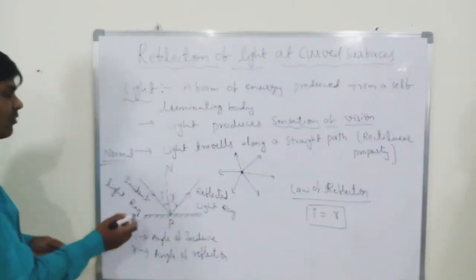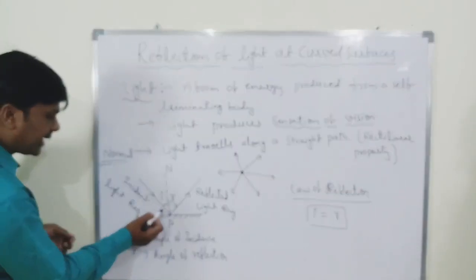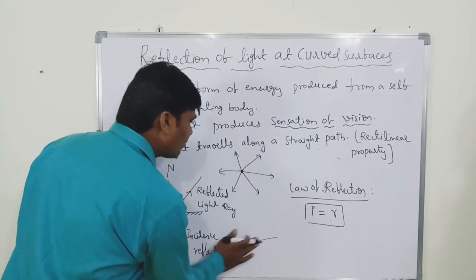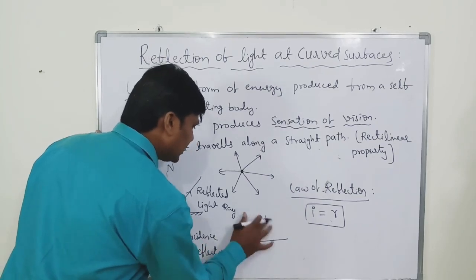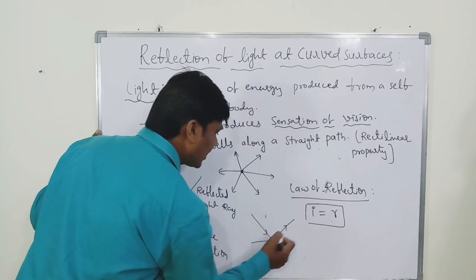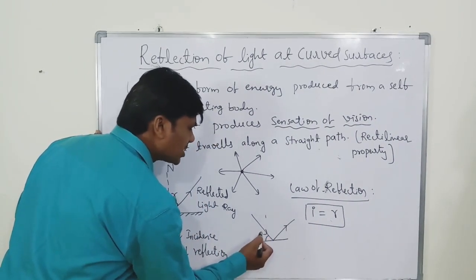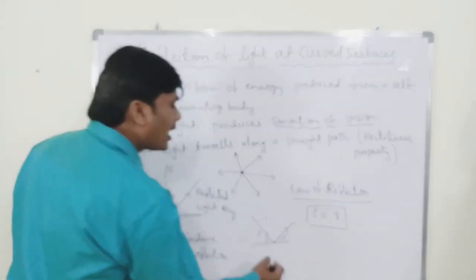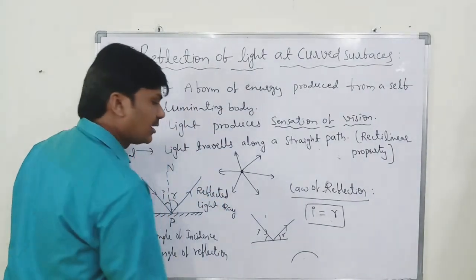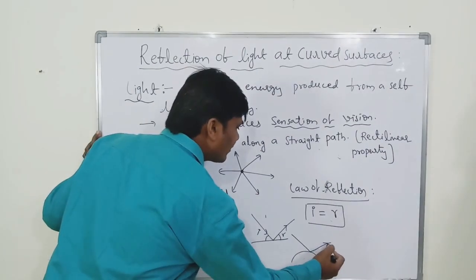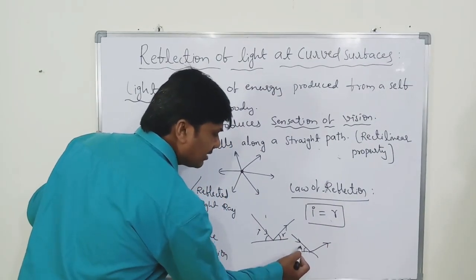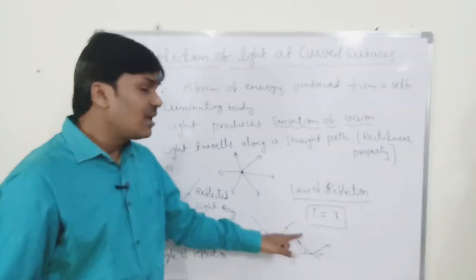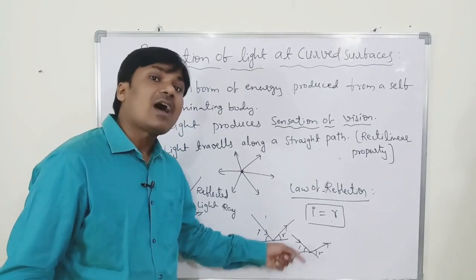Now I will tell you why we should take this normal. Why can't we directly measure this angle? For example, if you take a plane surface, with an incident light ray and a reflected light ray, for plane surfaces you can easily measure. This is I and this angle is R, it's okay. But if you take a curved surface like this, here the light ray is incident and here the light ray is reflecting back. How can you measure now? Here this angle becomes I and this angle becomes R, but this is not a straight line. So it's not possible to measure the angles with reference to the surface on curved surfaces.